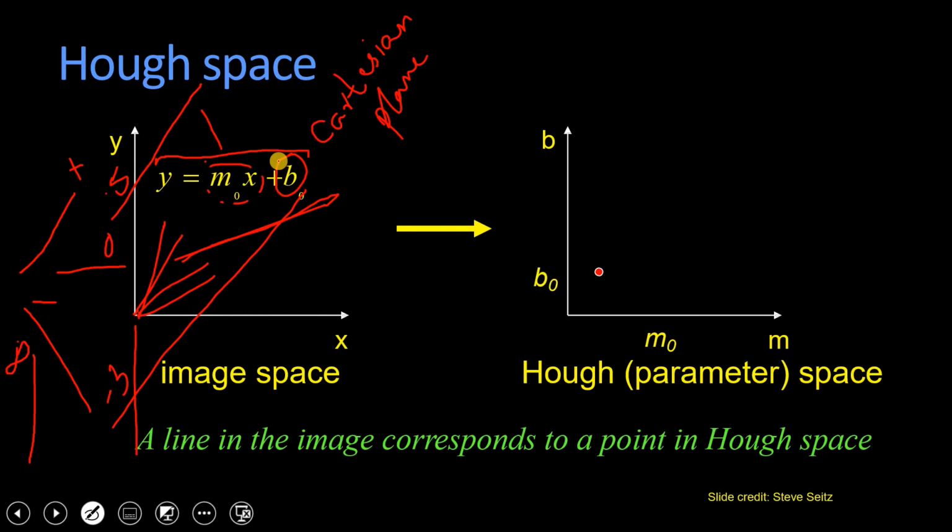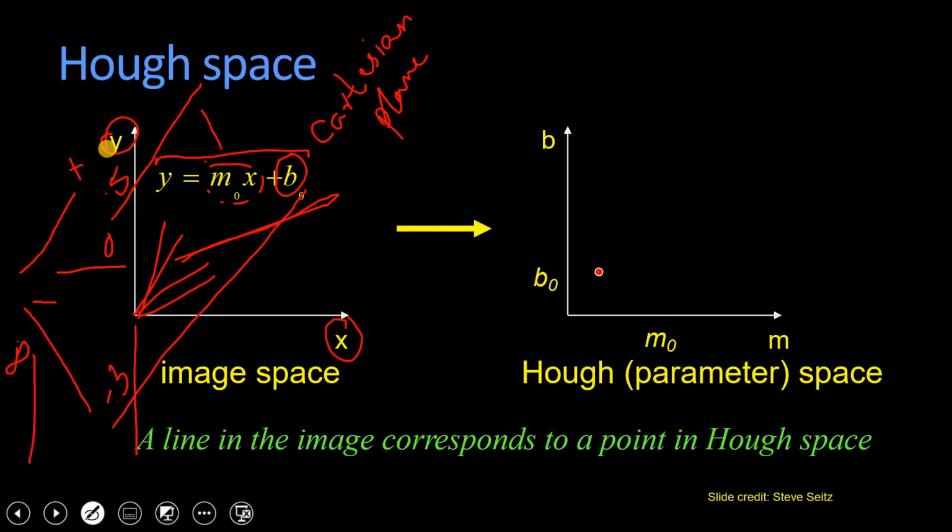Now let us suppose, if you see over here, you have got the x and the y, and the two unknowns that we use to represent the line are m and b. Let's suppose in another form of representation, instead of x and y, we put m on the x-axis and b on the y-axis. What will happen in that case?